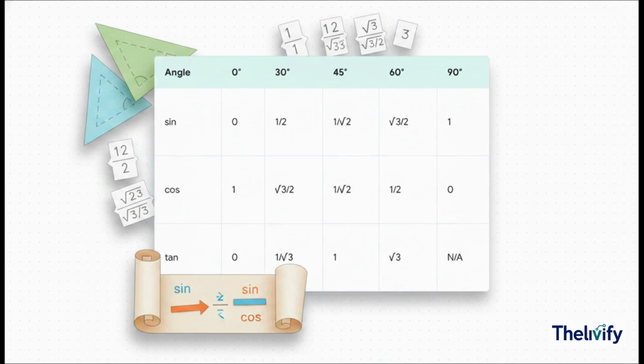Instead of staring at a bunch of random, scary-looking fractions, you actually know the backstory of every 1 over root 2 and root 3 over 2. They were forged from basic triangles. And hey, don't forget, tangent is literally just the sine value divided by the cosine value.